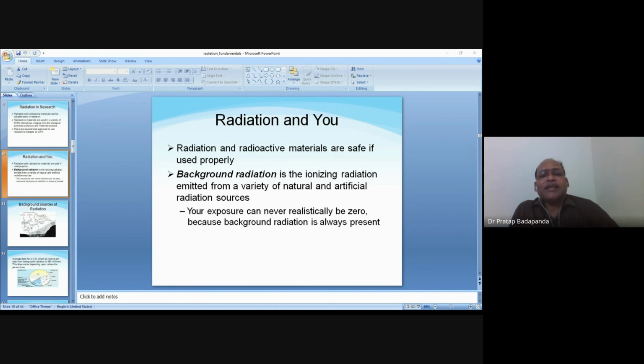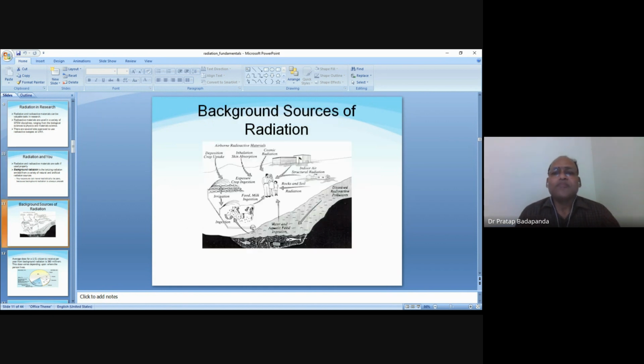background radiation is the ionizing radiation emitted from a variety of natural and artificial radiation sources. Your exposure can never realistically be zero, because background radiation is always present. That is most important. That's why I told you the people working in medical radiation, radiology, and all those segments may be taking precautions, but it is not proper for them; it is throughout their life. Then the background source.